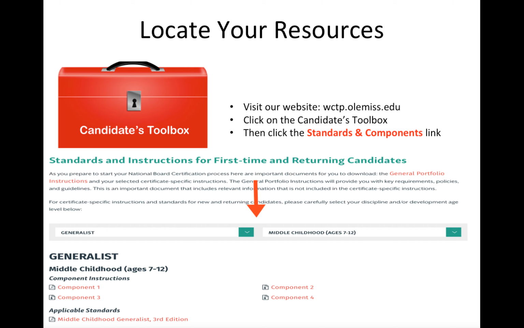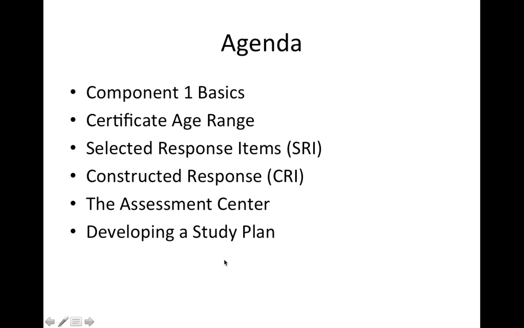Okay, just a quick reminder, you will go to our website, wctp.olemiss.edu, to download your materials. You can find them all in our Candidates Toolbox. What we're going to talk about is Component 1 Basics, Certificate Age Range, Selected Response Items, Constructed Response Items, the Assessment Center, and Developing a Study Plan.